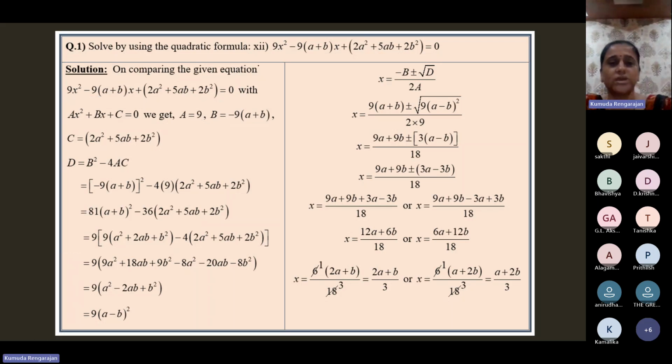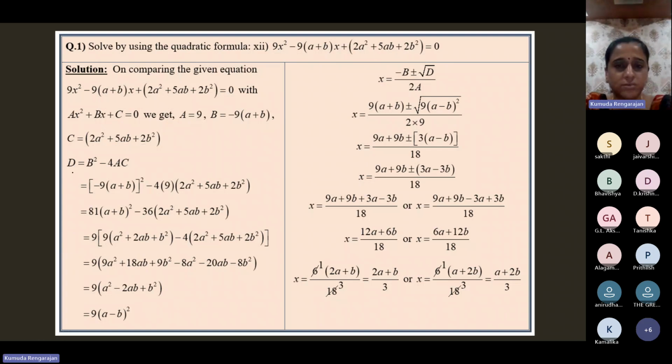I'll show you again. See, this is the x square term, children. This is the x square term. This is the coefficient of x square. So a is 9. This is the x term, and this is the coefficient of x. That's b. And this is the constant, which is c.